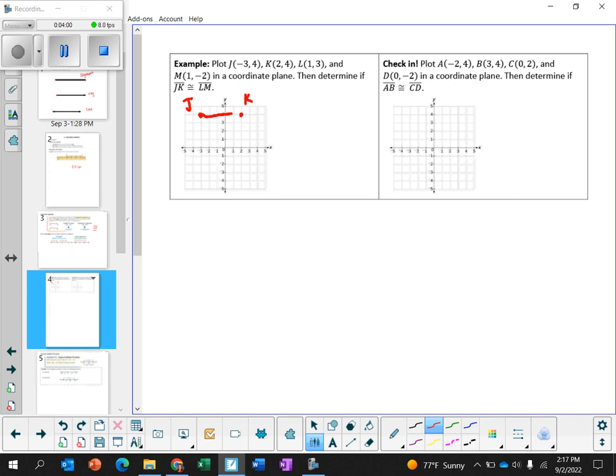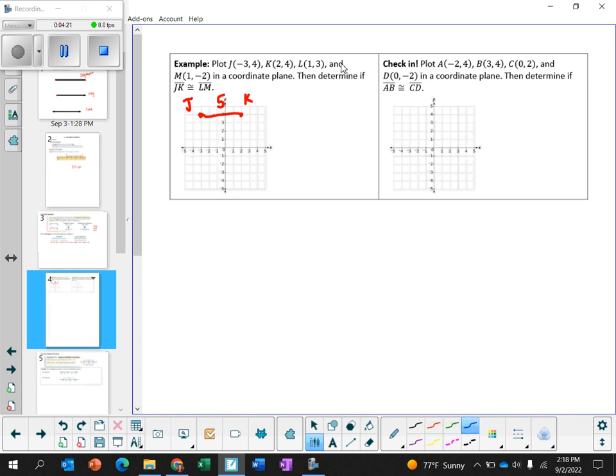So that's segment JK. And what's really nice is when we have a segment drawn horizontally or vertically, we're treating the coordinate plane as a ruler. We can count the number of spaces that it takes up, and that's how long it is. So this JK is 5 boxes long.